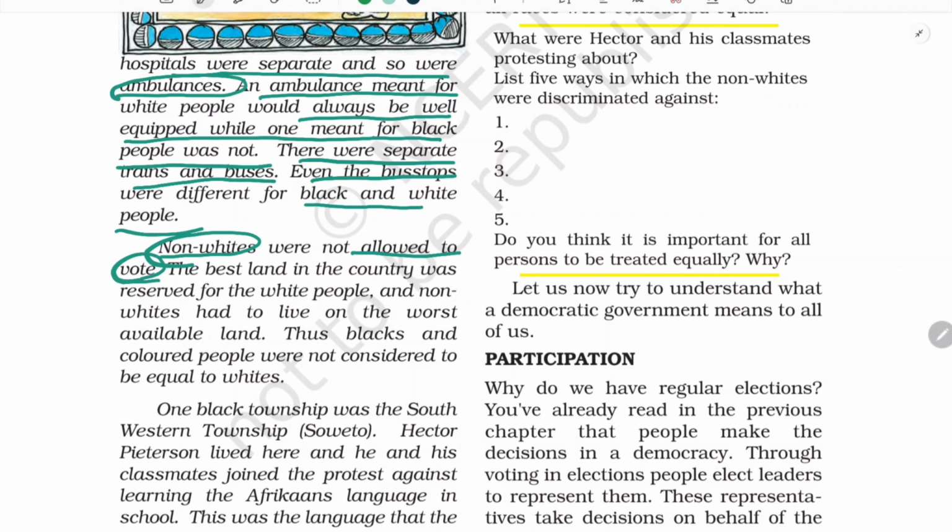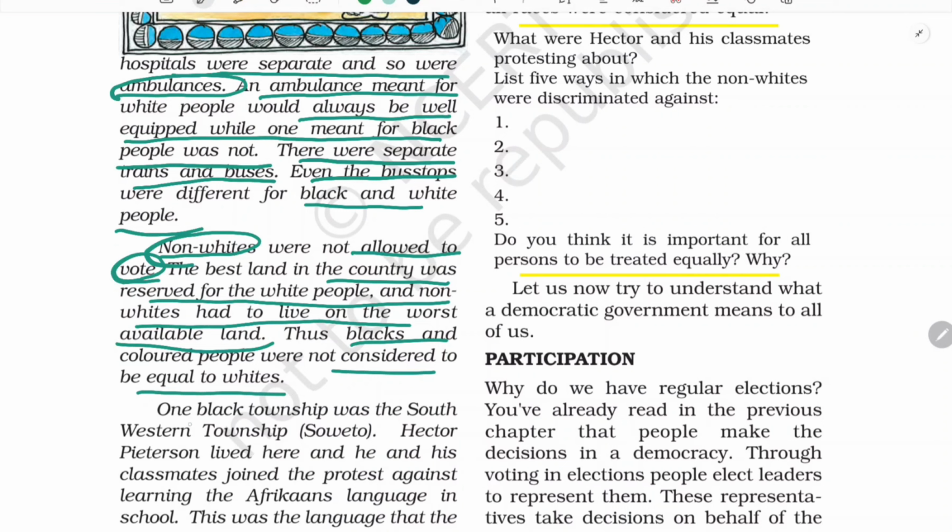The best land in the country was reserved for the white people, and non-whites had to live on the worst available land. The blacks were given the very worst land, where no cultivation would happen, or it was not fertile, or there were so many problems. Thus blacks and other coloured people were not considered equal to whites.